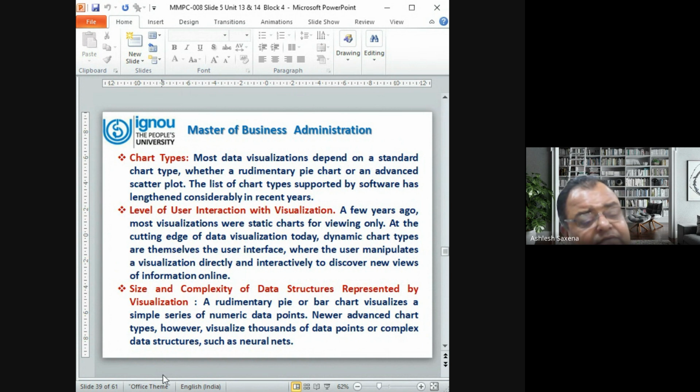What is the level of interaction with visualization? A few years ago, most visualization was static charts for viewing only. At the cutting edge of data visualization today, dynamic chart types are themselves the user interface, where the user manipulates a visualization directly and interactively to discover new views of information online. Now, size and complexity of data structures represented by visualization. A rudimentary pie or bar chart visualizes a simple series of numeric data points. Newer advanced chart types, however, visualize thousands of data points or complex data structures such as neural nets.